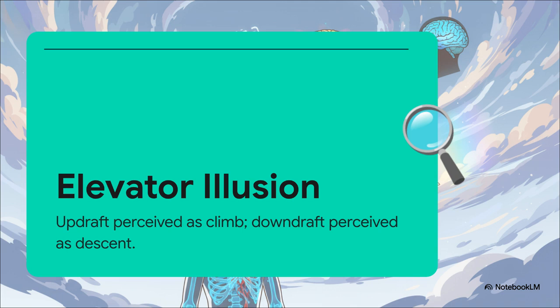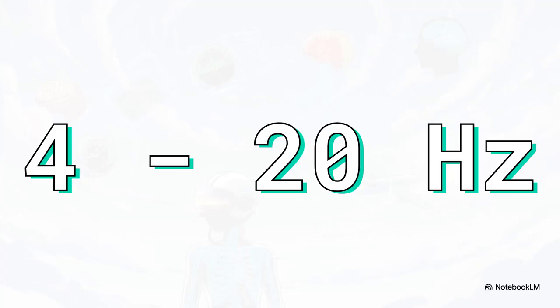Next is the elevator illusion, which is entirely about vertical acceleration. If you hit a sudden updraft, it creates this completely false sense of a climb. It's going to tempt you to improperly push the nose down. On the flip side, a sudden downdraft feels like a descent, which triggers a terrible reflex to blindly pull the nose up.